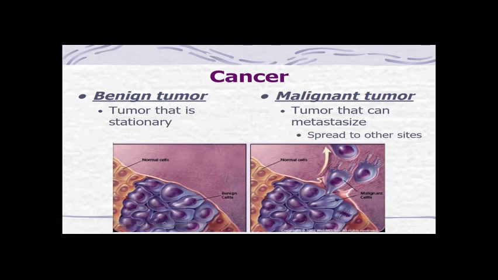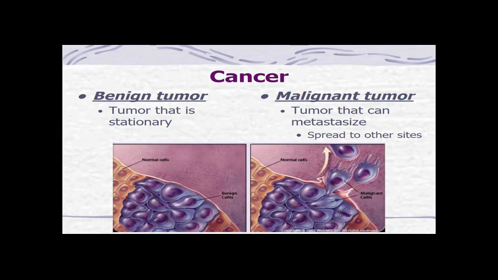Now, there are two kinds of tumors. Remember, cancer is abnormal cell growth. A benign tumor is often called non-cancerous, but it technically is a form of cancer because you have a group of cells that don't belong there. But when it's benign, the tumor is stationary. It's not going anywhere, and oftentimes, if that benign tumor is removed, everything's good.